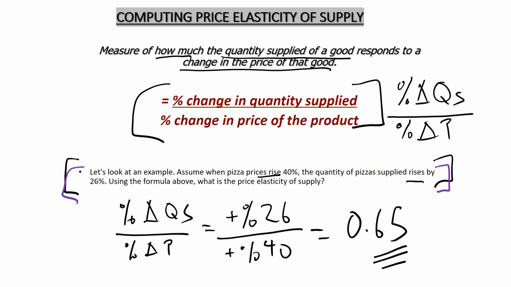It is less than 1. It's not 0, but it's less than 1, meaning it is price inelastic. Remember, price inelastic is between 0 and 1. Elastic would be above 1, and unit elastic will be 1. Here it is less than 1, not 0, so it is price inelastic, and the value is 0.65.